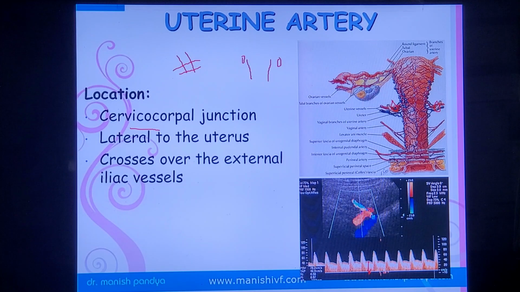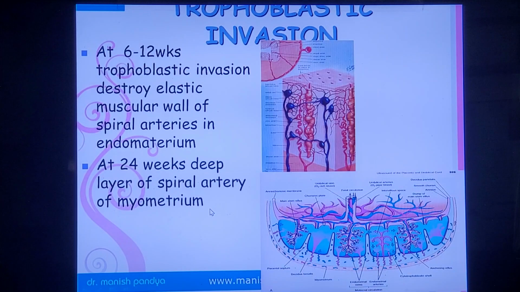If there is a notch over here, either a diastolic notch or a systolic notch, then we have to think of pregnancy induced hypertension. It is usually a crossing vessel. Trophoblastic invasion, I told you, at 6 to 12 weeks destroys the elastic muscular coat of the spiral arteries in the endometrium, and at 24 weeks the deep layer of the spiral artery of the endometrium. So there is a notion that if you see a notch even after 24 weeks of gestation, the chances of pregnancy induced hypertension will be more. You can see it at 16 or 18 weeks, because complete trophoblastic invasion is not there up to 24 weeks of gestation.